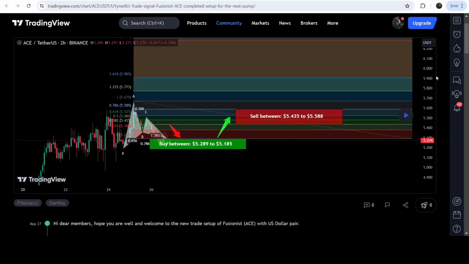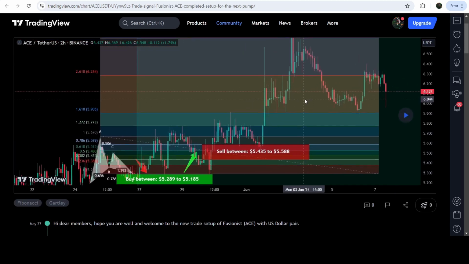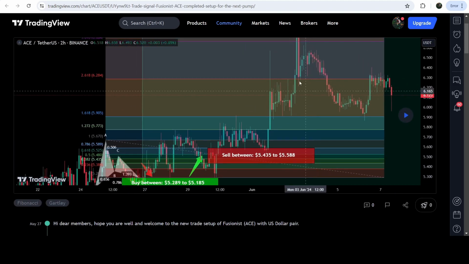And in order to see how the price line moved after sharing this signal, you need to click this button. After that, it will show you how the price line moved up from the buying zone and rallied to the sell target zone. Now, let me take you to the live chart.